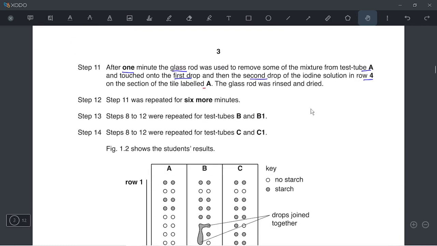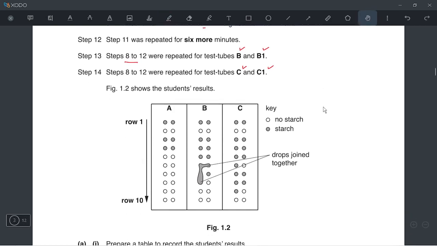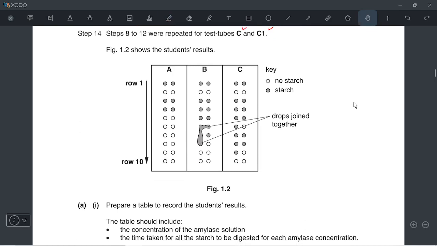So step 11 was repeated for 6 more minutes there, okay. And step 13, you can see, step 8 to 12 were all repeated for test tubes B and B1. And step 14, step 8 to 12 were repeated for test tubes C and C1 also. Now let us see. This is the result.